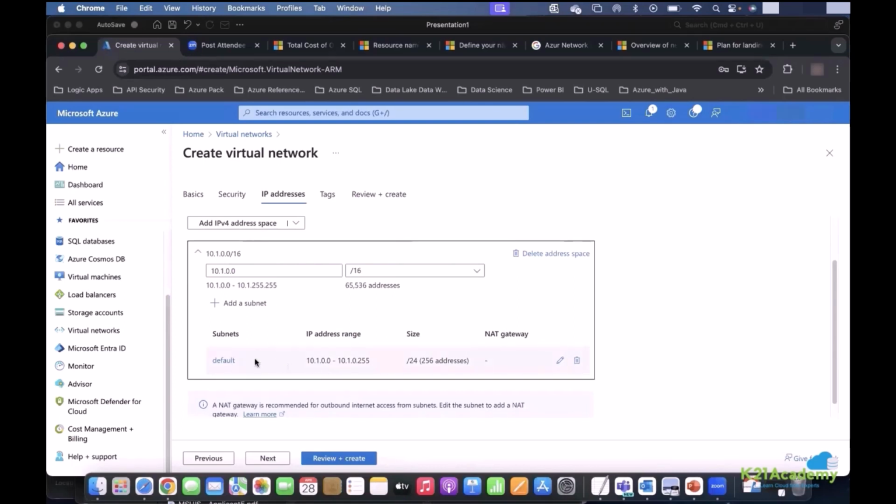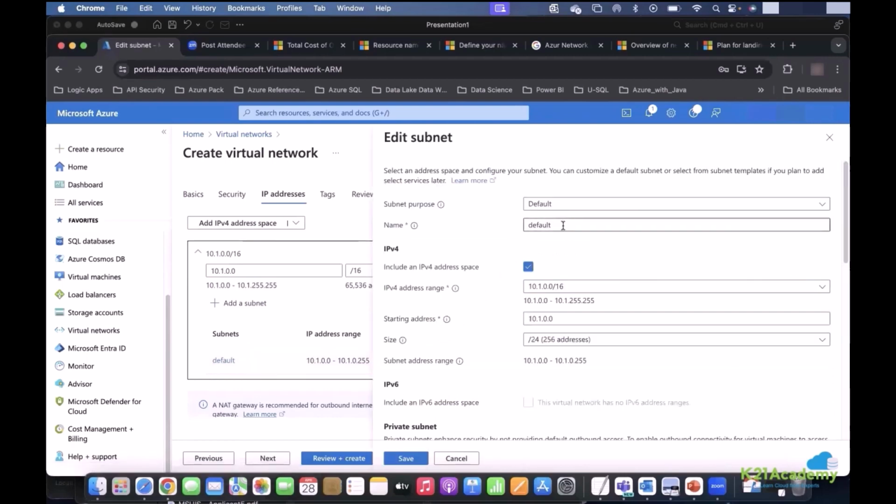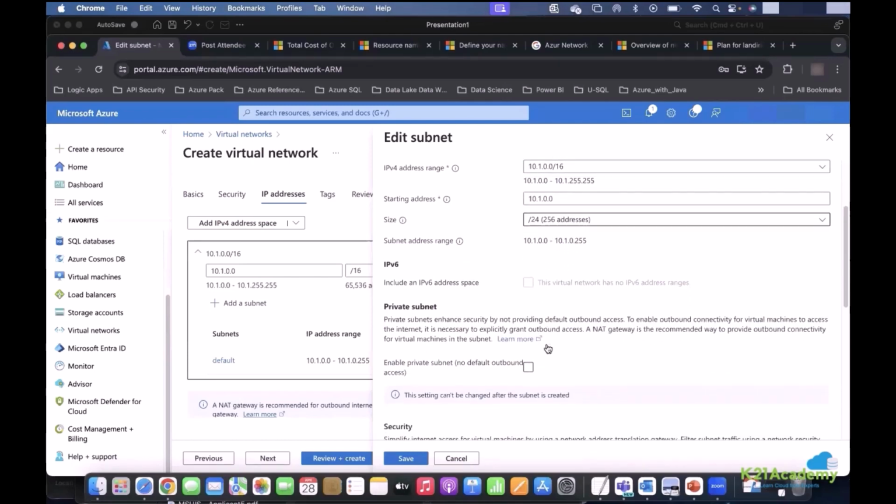Here, the name is given as default. If you want to change it, you can; there is no mandatory requirement to keep it default. I can say, okay, web app subnet, and the IP range, whatever is given, I'm fine with that.